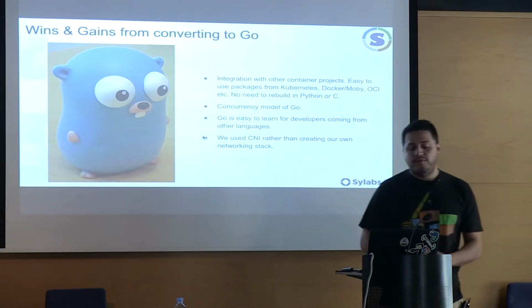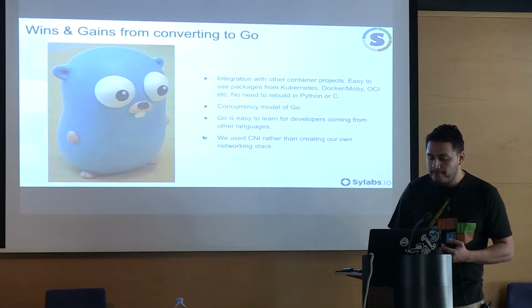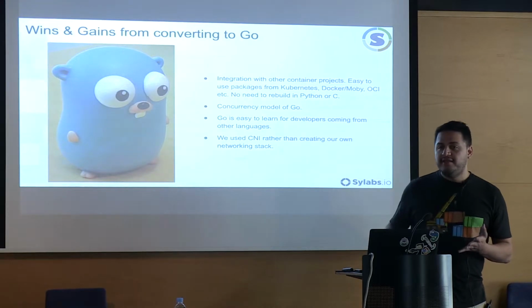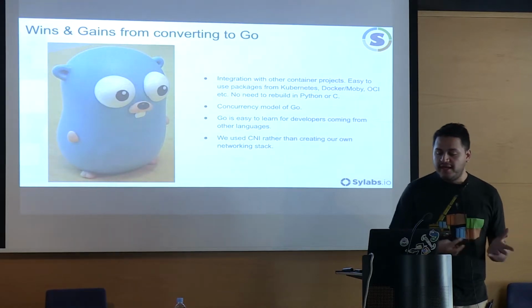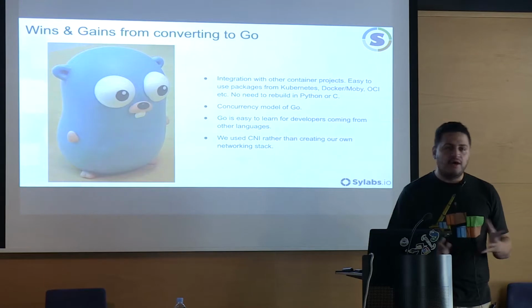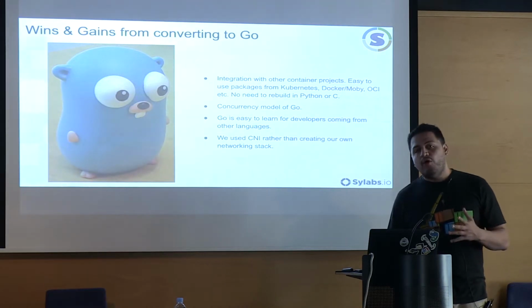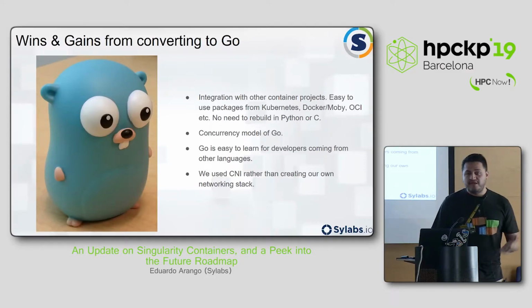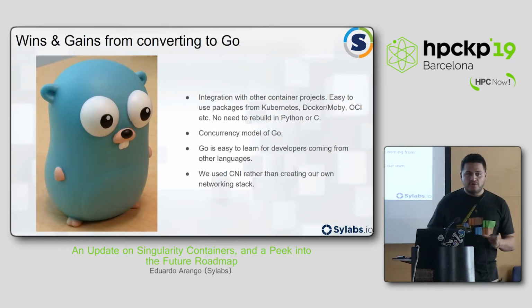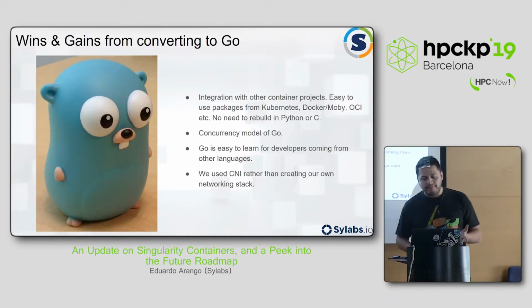What we won, what we lost when moving to Go. Right now, Singularity integrates really easily with Kubernetes, with Docker, and all the OCI ecosystem. All the cloud native tools are made in Go right now, so that was a big win. The concurrency model of Go is kind of tricky, but we are handling that with the C bits. So that's how we're playing with it.